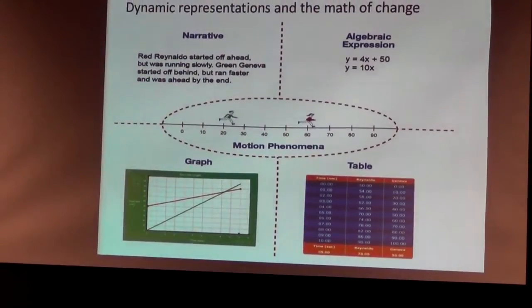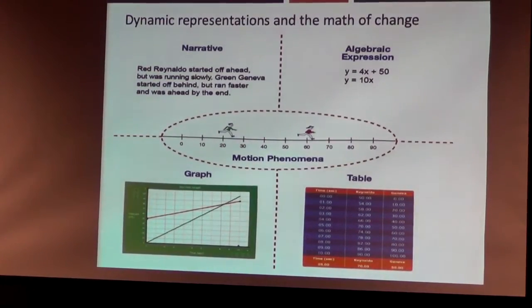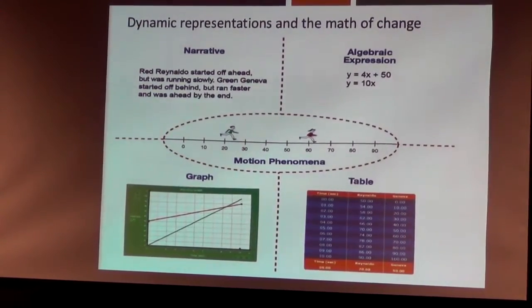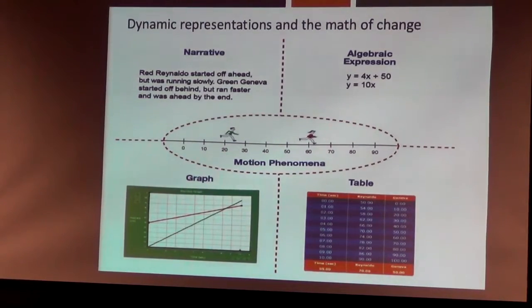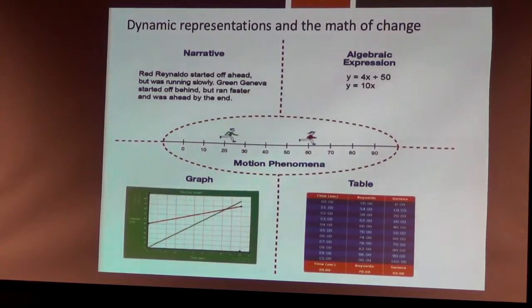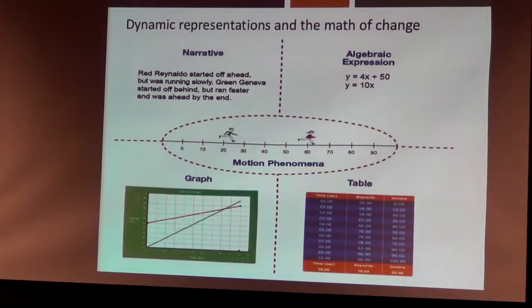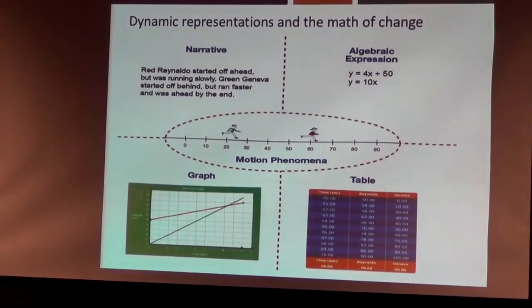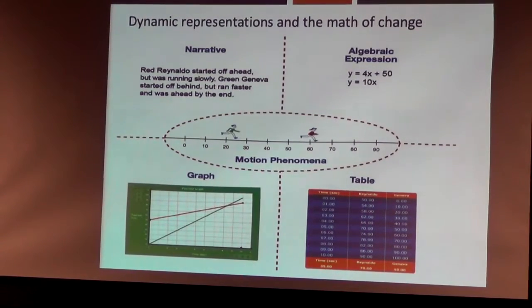So what does this look like, right? I think it's worth saying a little bit of what do we mean by dynamic representations in the mathematics of change? Well, one representation is narrative, right? Ronaldo started off ahead but was running slowly. Geneva started off behind, but she was running faster and was ahead by the end, right? So that's a story, right? Students can start to understand that story. Well, what does that story look like in the motion phenomena, which is really in the middle and grounds a lot of the work, right? It's the motion phenomena that's the grounding of this. Then there's graphs of that motion that has some insights. There's tables that represent the motion and the graphs, and that provides other insights, right? And then there's the algebraic expression, which is the end goal, and it also has its insights.